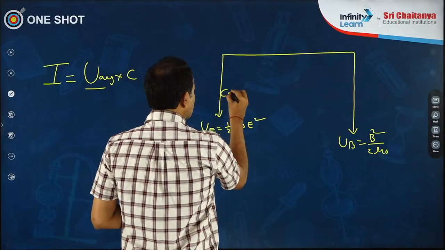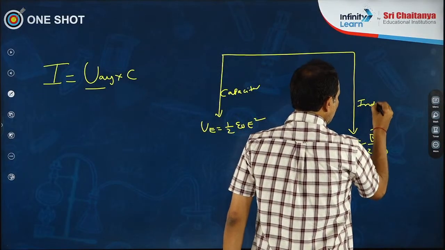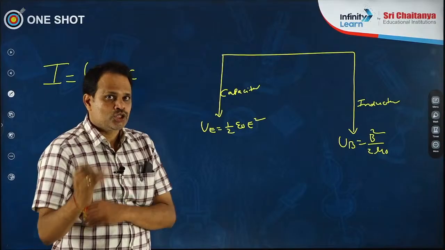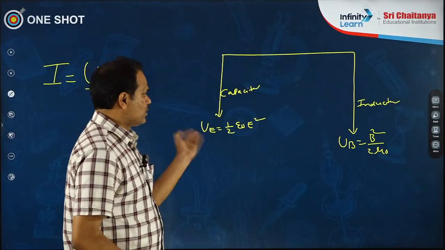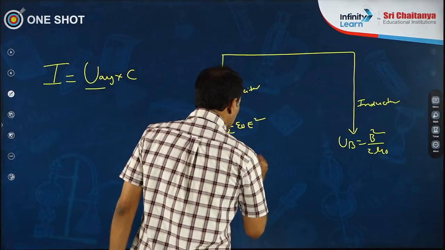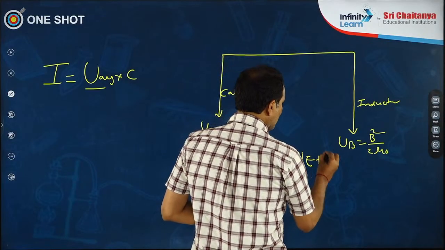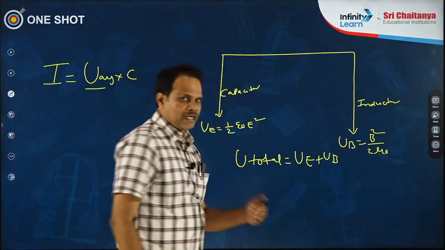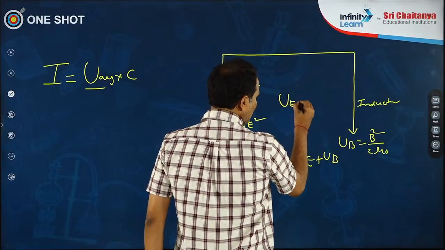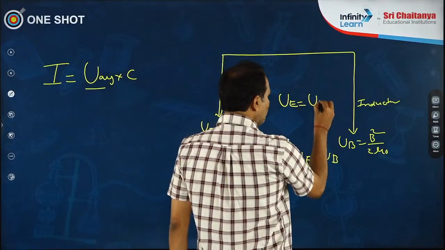A capacitor stores energy in terms of the electric field, and an inductor stores energy in terms of the magnetic field. Now U total is asked. U total is equal to UE plus UB. The mathematical expression says that for any electromagnetic wave propagation, energy density is distributed equally between the electric field and magnetic field. So UE is equal to UB.